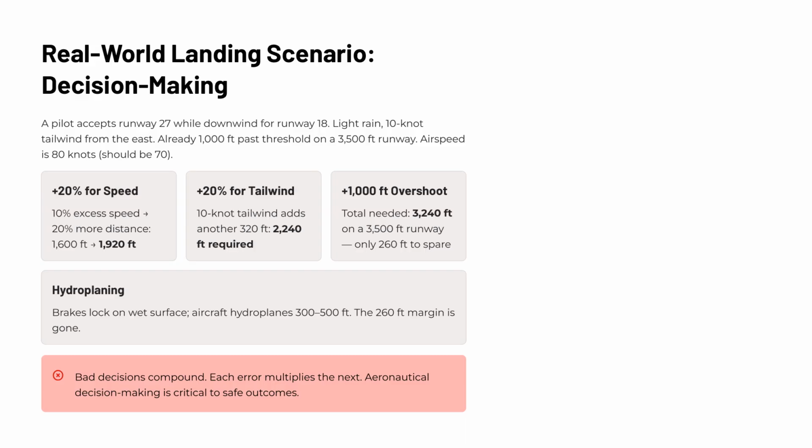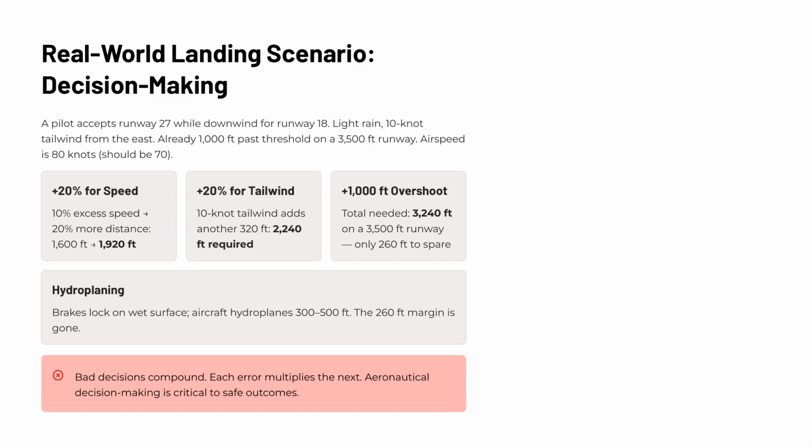Let's walk through a scenario that shows exactly how quickly a series of small, seemingly manageable errors can stack into a catastrophic outcome. A pilot accepts a runway change to runway 27 while already established downwind for runway 18. There's light rain, a 10-knot tailwind from the east, the aircraft touches down 1,000 feet past the threshold, and the airspeed at touchdown is 80 knots instead of the target's 70. Now watch how the numbers build.